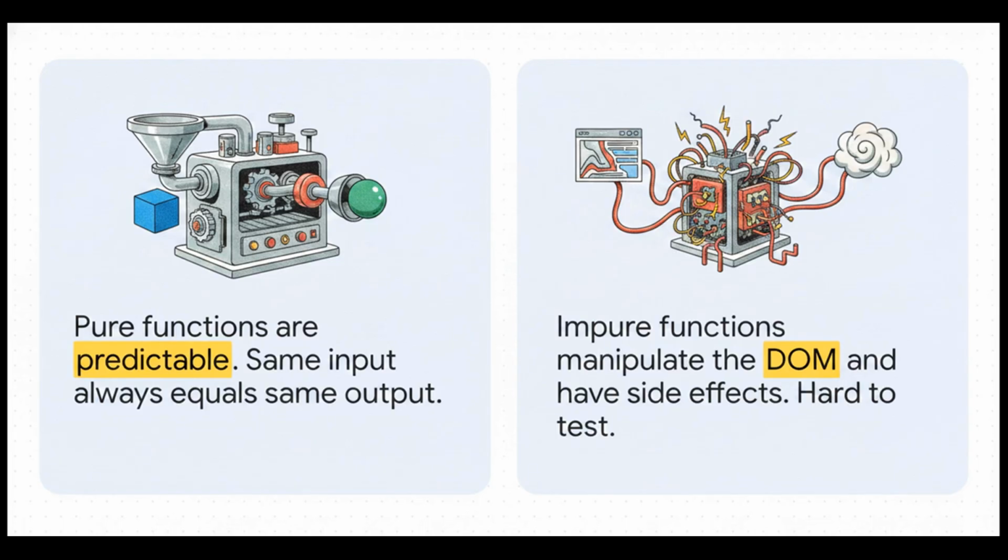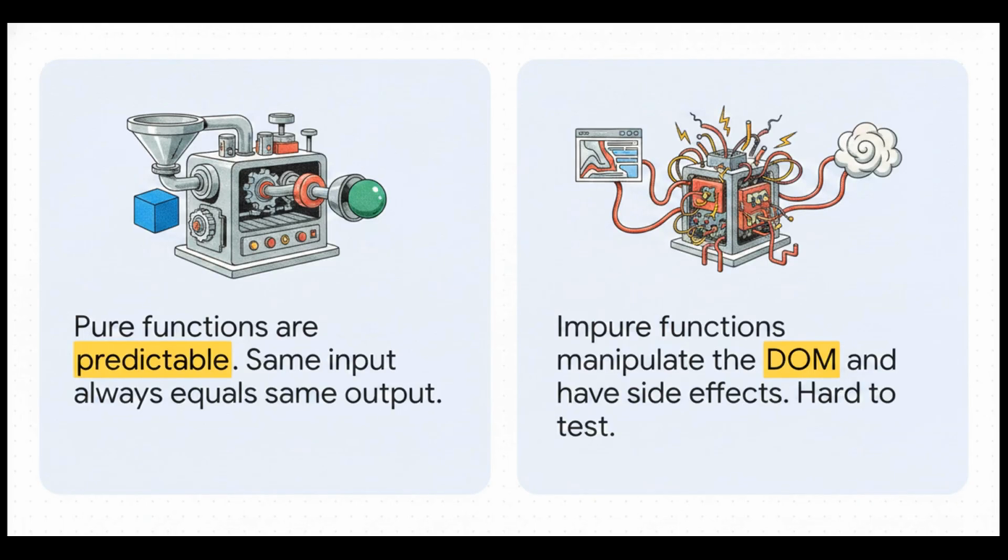Now, pure functions, they are the holy grail of software testing. Why? Because they're completely predictable. Give a pure function the same input, and it will always, literally 100% of the time, give you the exact same output. It doesn't modify external variables, it doesn't talk to the internet, and it doesn't touch the DOM.